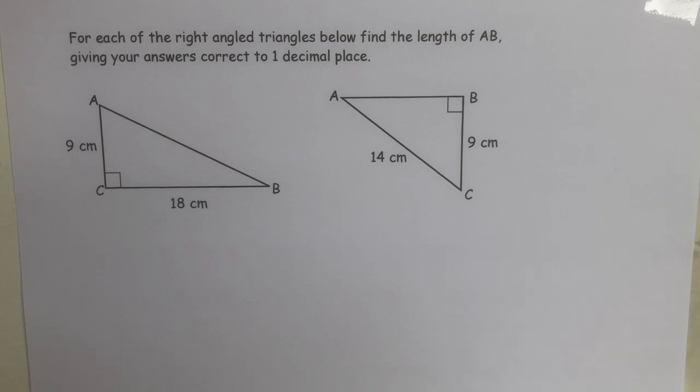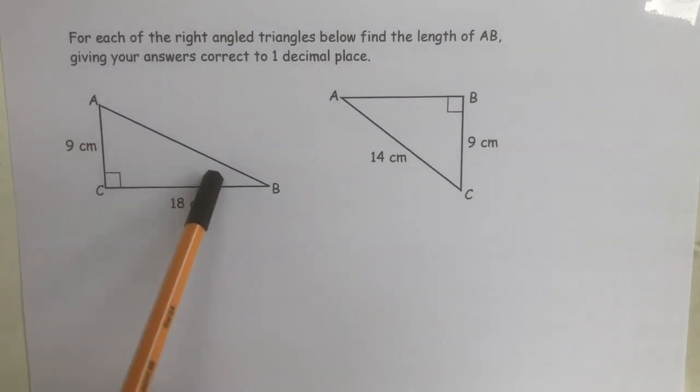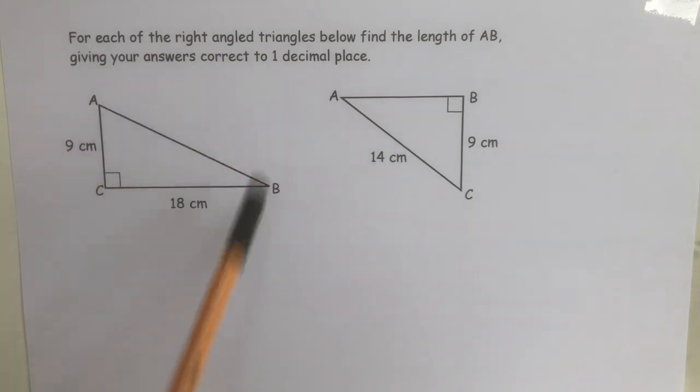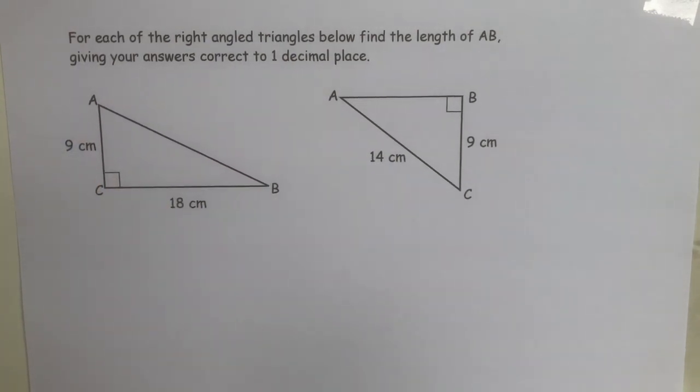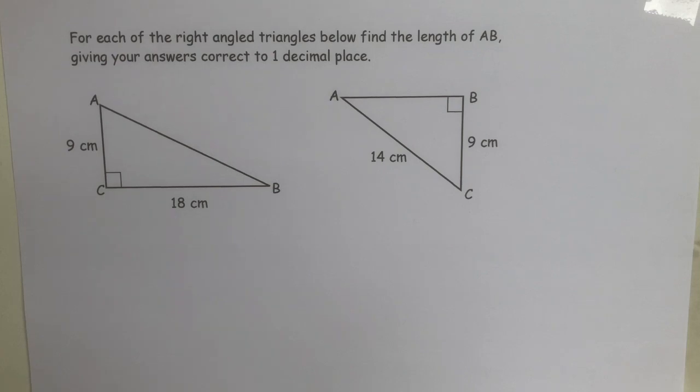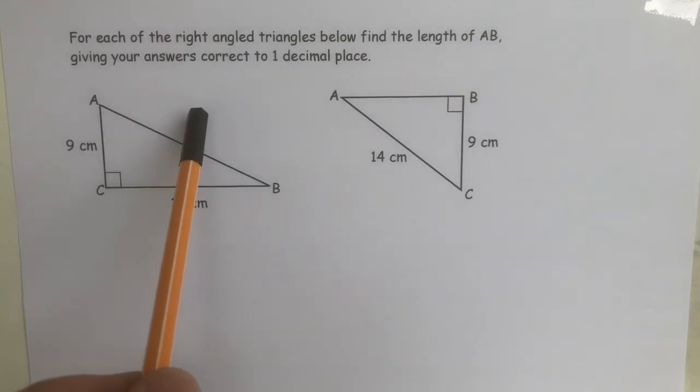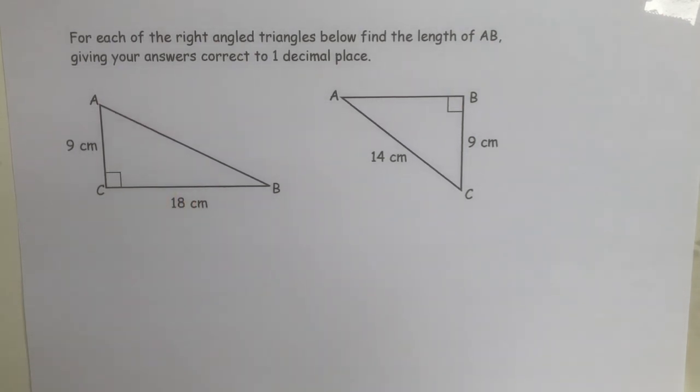Here we have two questions involving Pythagoras Theorem. Right angle triangle, no other angles mentioned, side to find. So in Pythagoras Theorem we've got the formula a squared plus b squared equals c squared. However, I prefer it in words, that in order to find the hypotenuse, the largest side of a right angle triangle, we square and add the smaller sides.